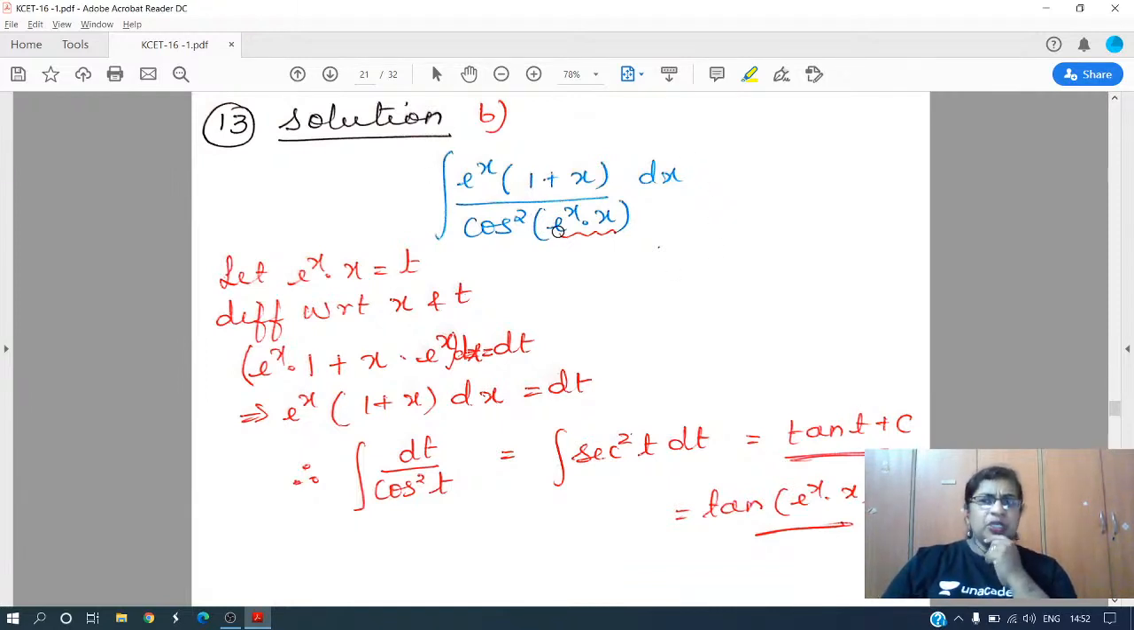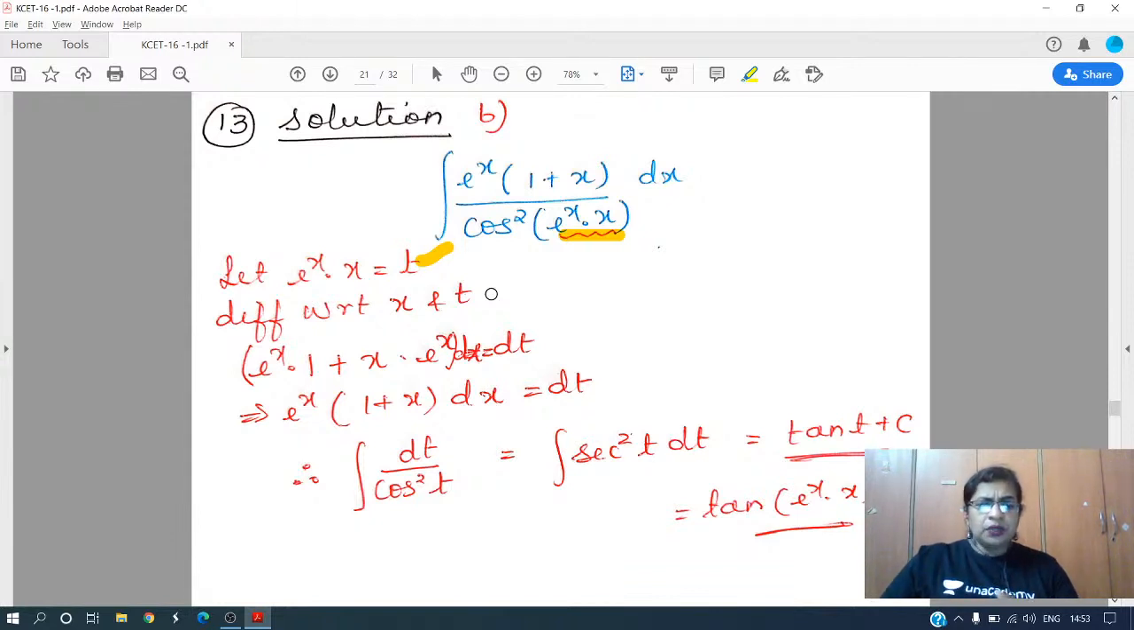Now here what I do is, I can see inside this bracket, this is looking complicated. So I will change that. I will substitute and take it as t. So e power x into x, if I take it as t, I differentiate. In the left side, I differentiate with respect to x. Right side, I differentiate with respect to t.